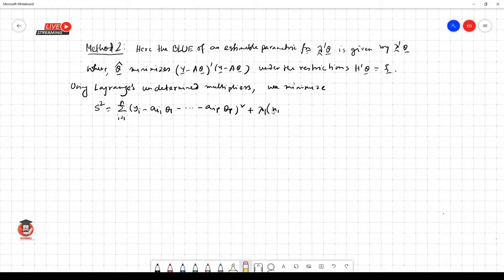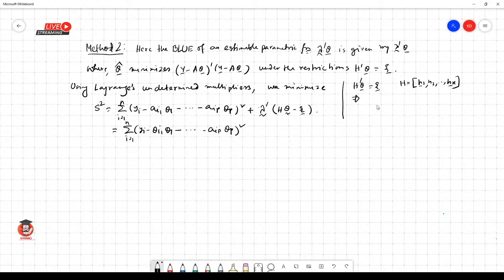Actually this portion is λ' (H'θ − ξ). Okay, so yi minus ai1θ1 up to aipθp, or otherwise you can write this thing as H'θ equal to ξ, and you take the columns of H as h1, h2, ..., hk.